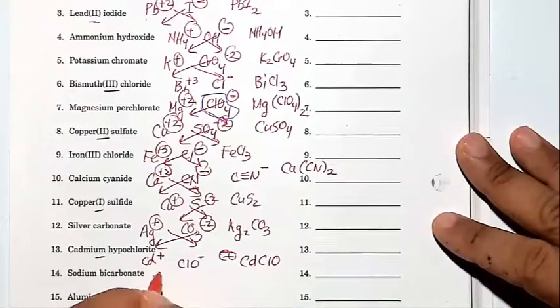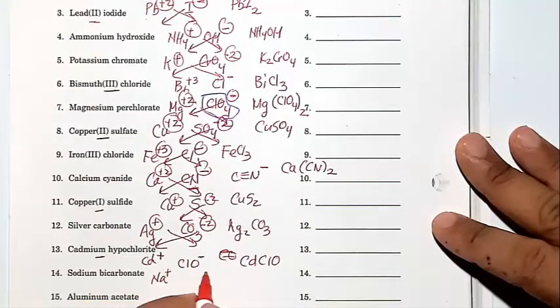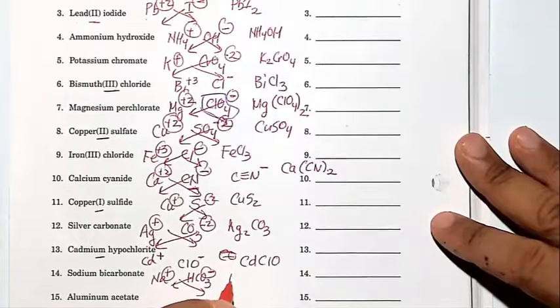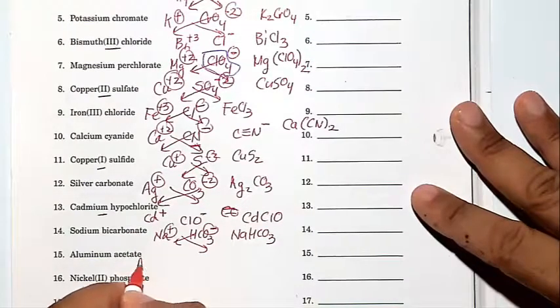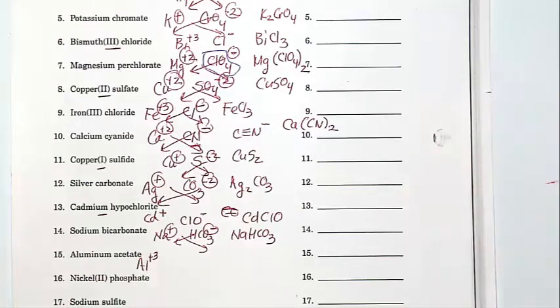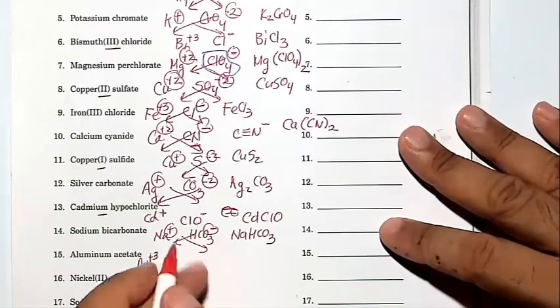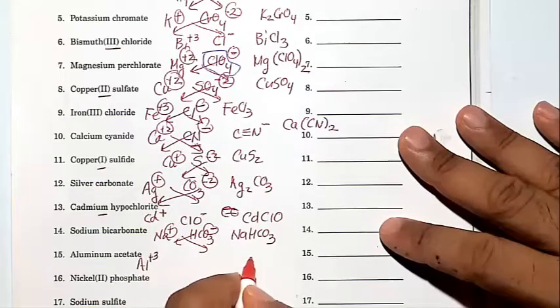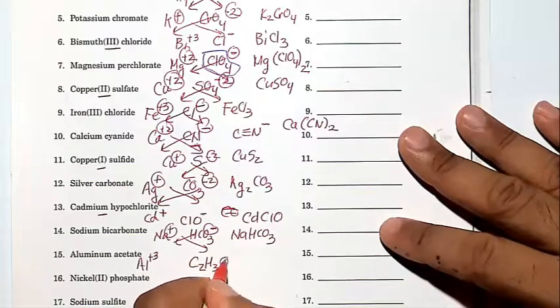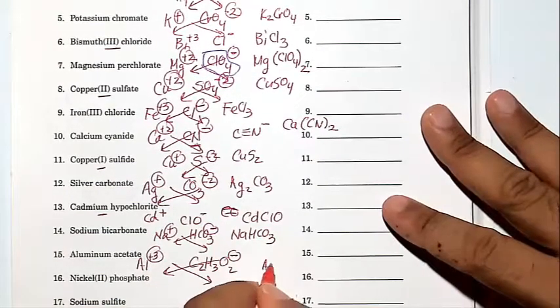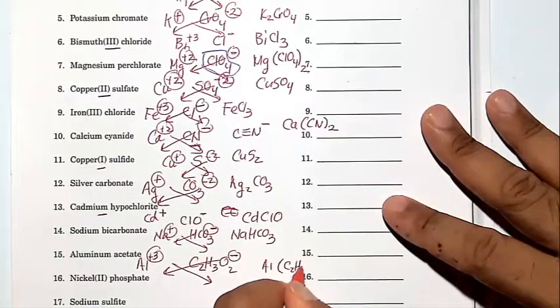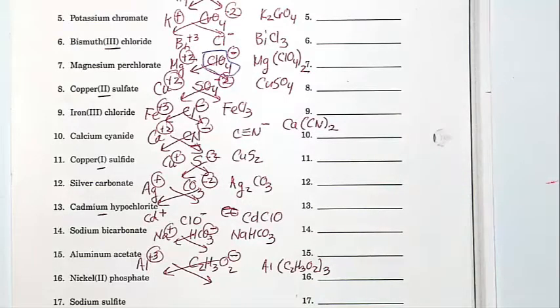Sodium bicarbonate. Sodium is Na+. Bicarbonate is HCO3-. Okay, flashcards. Do the switcheroo. This is going to be NaHCO3. Aluminum acetate. Aluminum likes to be +3. Acetate, we really didn't talk about acetate, but its formula is C2H3O2. Switcheroo, it's going to be Al, parentheses, C2H3O2, and that whole thing has a 3 charge in it.